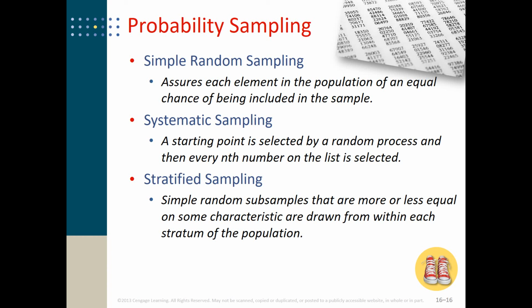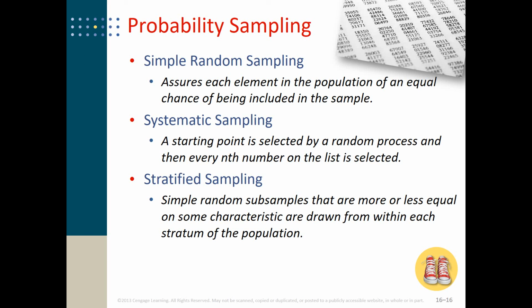The second one is systematic sampling. In systematic sampling, you select a starting point randomly and then every nth number is selected. For example, you have a sampling frame, you first select a number randomly, it may be 5, 6, 7, 10 or whatever, then you keep selecting every 5th, every 6th, every 7th, every 9th or every 10th number from the sampling frame.